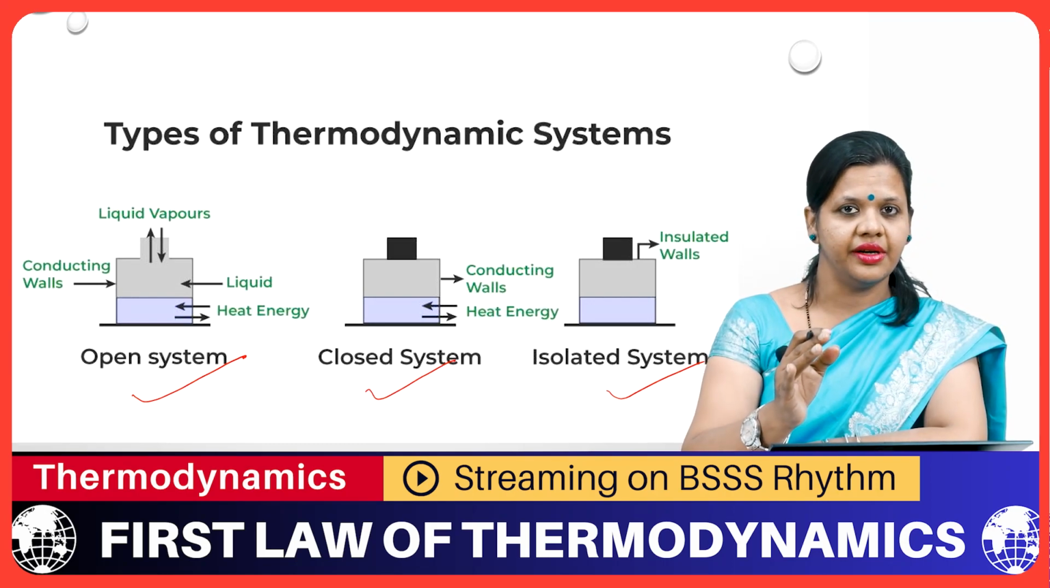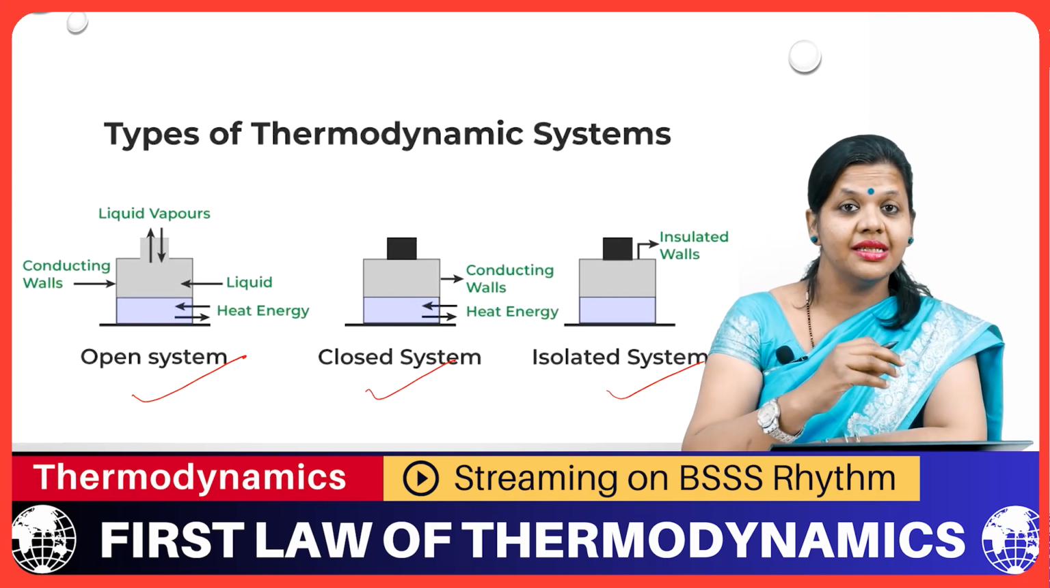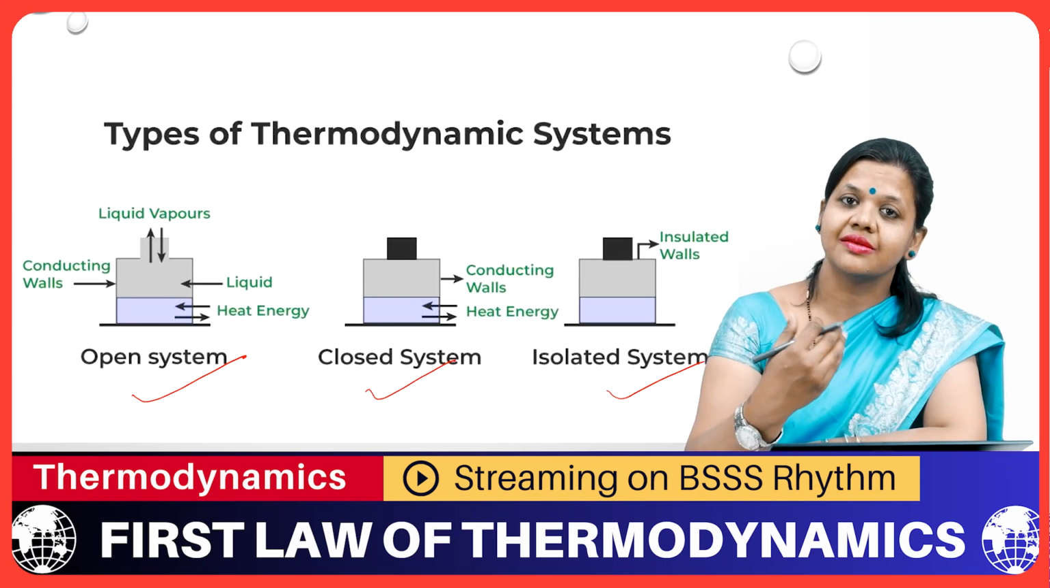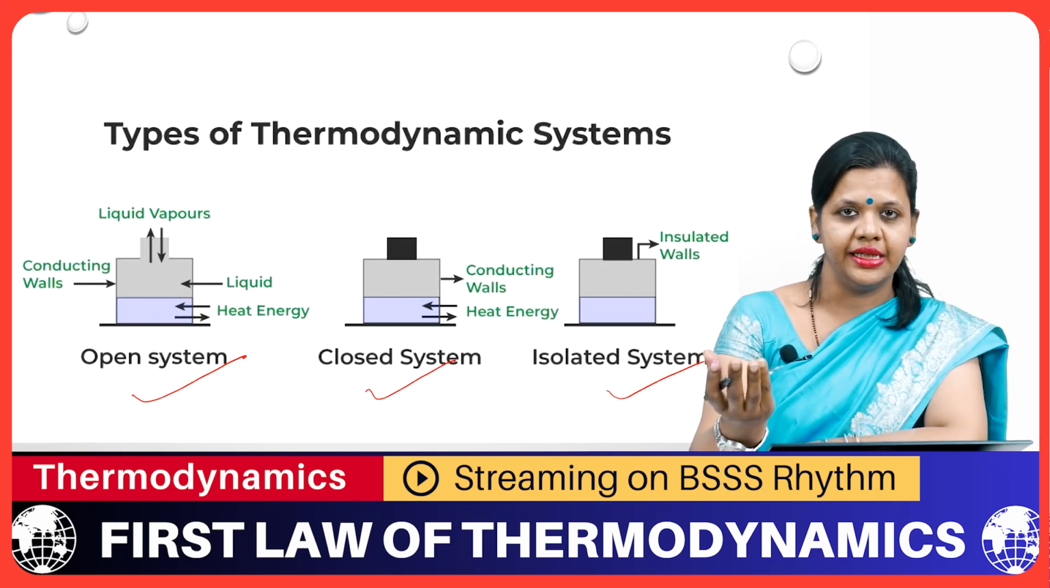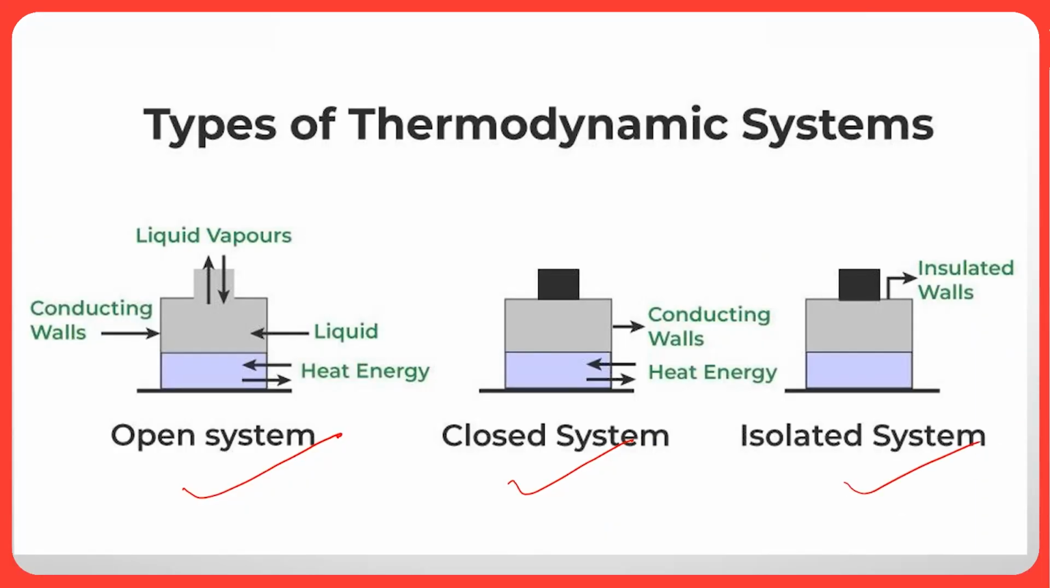When this is occurring, that means our particular system is open for the exchange of both matter as well as energy or heat. So, it is an example of an open system. A closed system is one in which there is exchange of heat possible, but there is no exchange of matter between the system and the surrounding.